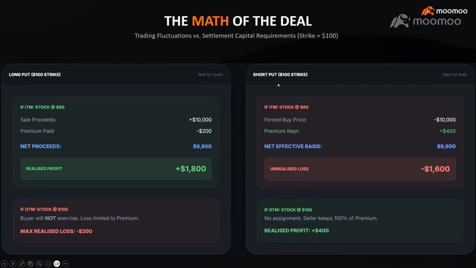The short put is much easier to understand. When you short the put, you are actually buying the stock. But you are buying at $100 while the market price is trading at $80, so you're actually losing money. But you're losing less because you collected the premium.